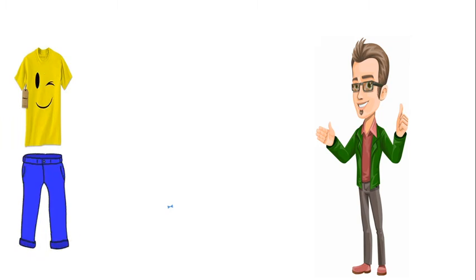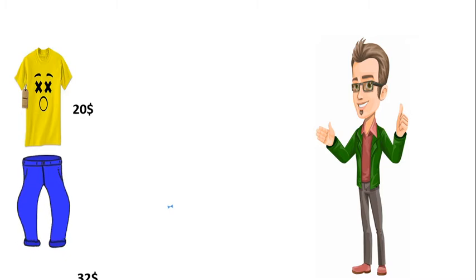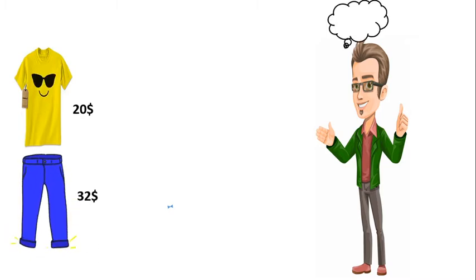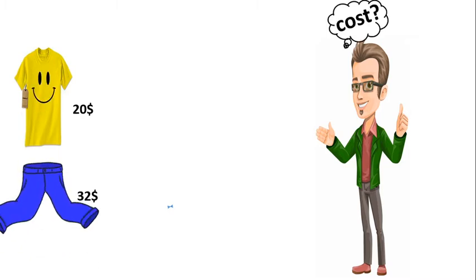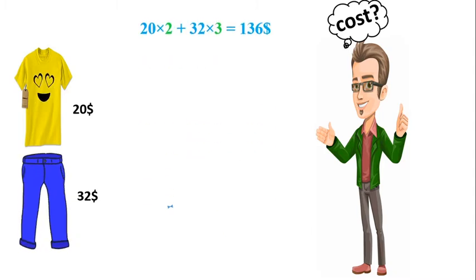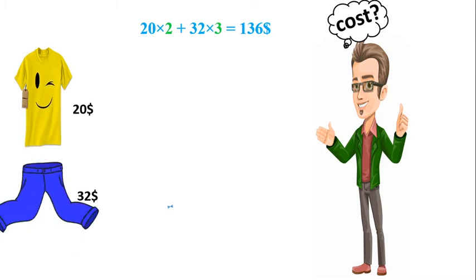If you know the cost of a single t-shirt is $20 and the cost of a single jeans is $32, and you are asked to compute the cost of his shopping, you might do something like this. You will multiply the quantity of t-shirts with its price and the quantity of jeans with its price. After adding both, we will get the result.